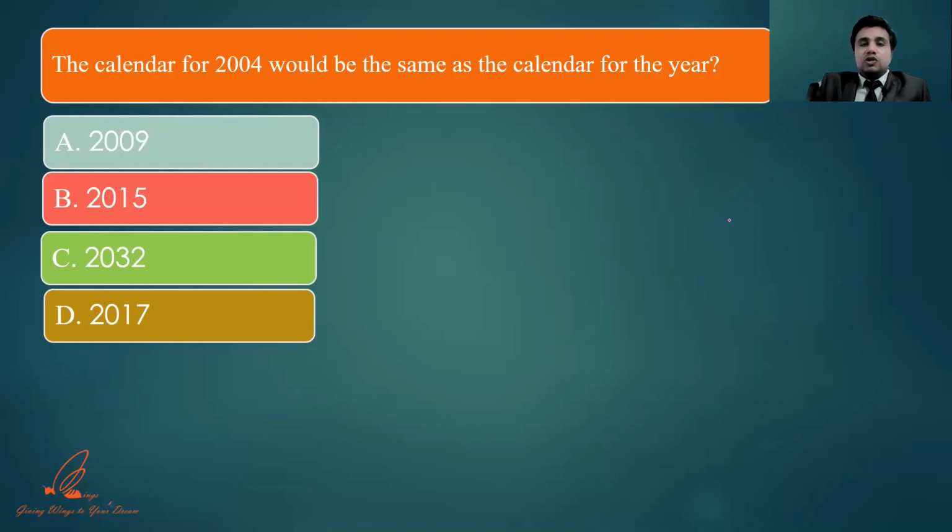The calendar for 2004 would be the same as the calendar for which year? Let's count. 2004, 2 odd days; 2005, 1 odd day; 2006, 1 odd day; 2007, 1 odd day; 2008, 2 odd days. So here itself we are getting 7. But when we look at the next year, which is 2009, it is a normal year, but 2005 was a leap year. So this cannot be the same calendar. We have to keep on calculating.